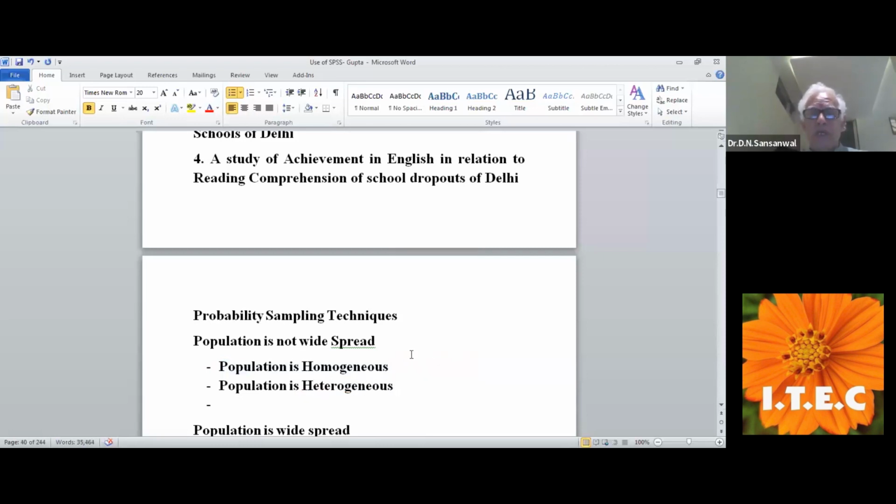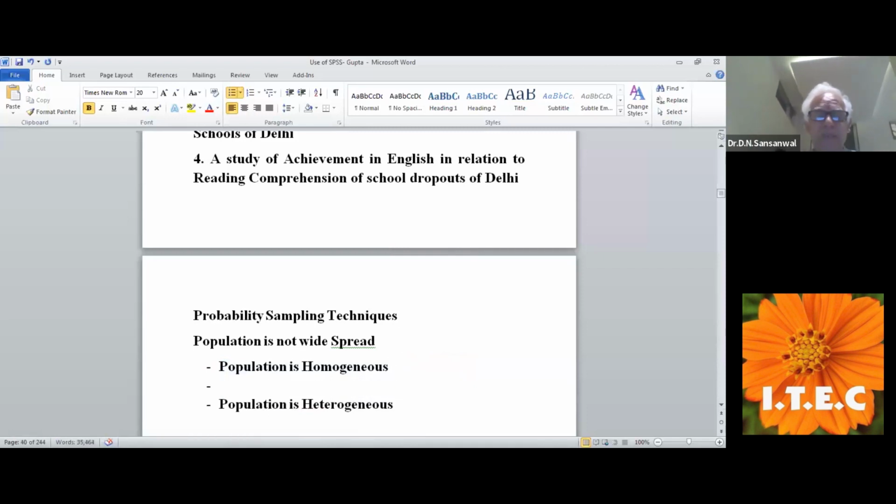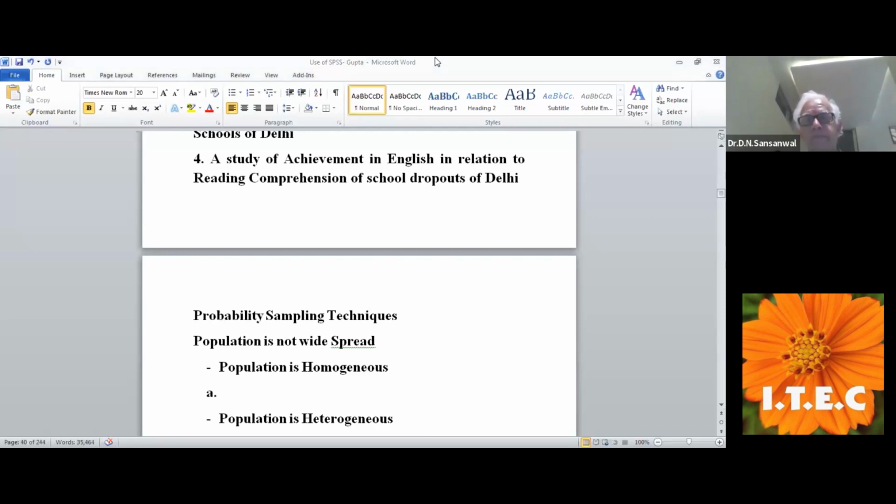If your population is homogeneous, then can you tell me which sampling technique can you use? If your population is homogeneous, then which sampling technique do you use? Yes, it is a random sampling technique.